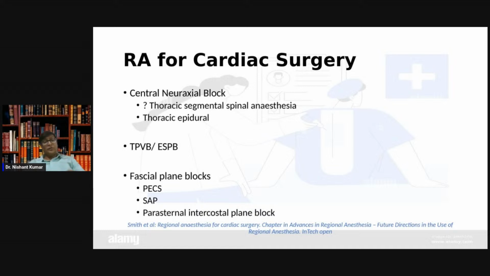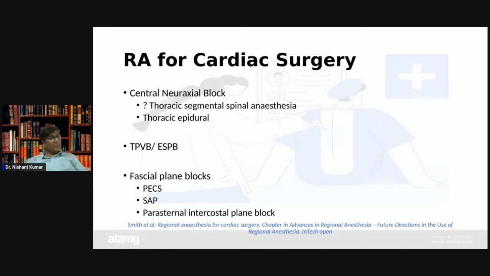Now, the obvious choices come down to thoracic paravertebral and erector spinae plane block, which have been studied and have proved beneficial in cardiac surgery. And obviously, the new fascial plane blocks, we have PECS, SAP, parasternal intercostal plane block, and obviously the rhomboid intercostal plane block, and the serratus posterior superior muscle block, which I told about earlier. So maybe these can play a role with all the newer drugs, longer acting drugs which are coming out.